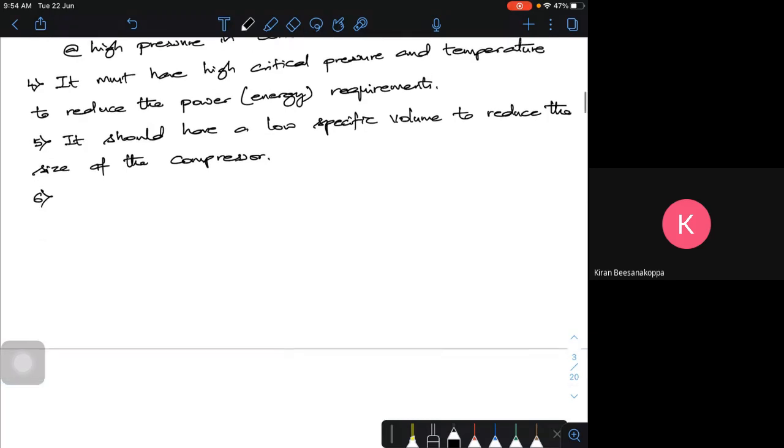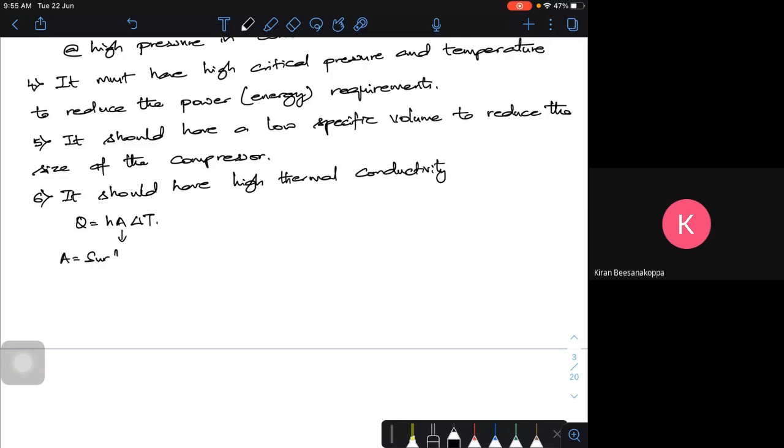Okay, a refrigerant should have high thermal conductivity. So what will happen? There is one equation actually: Q is equal to h A delta T. This is an equation which you are going to study in your heat transfer course. Here A is the surface area.